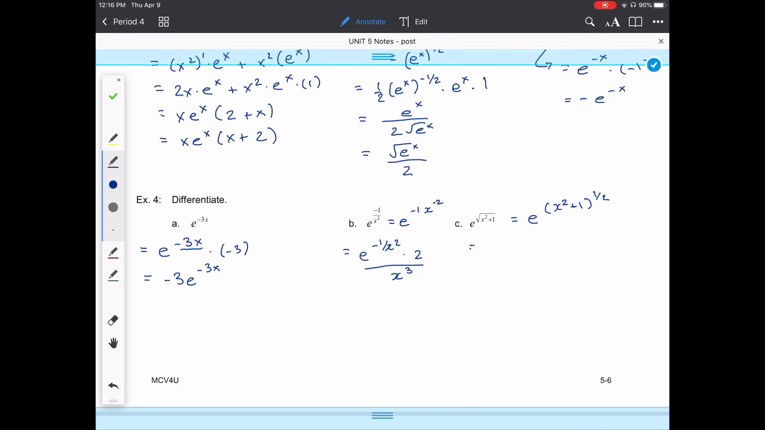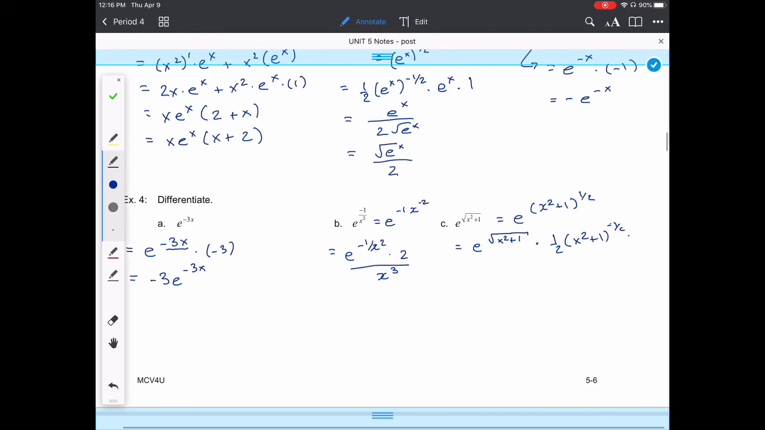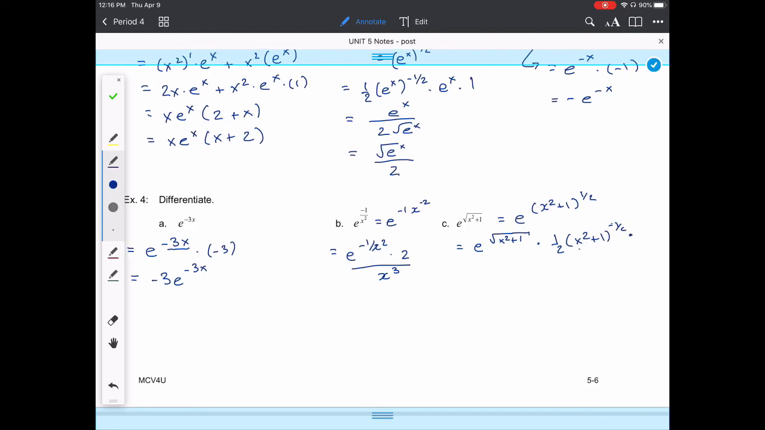So when we take its derivative, we're going to have the derivative of the function. So it's going to be e to the root of x squared plus 1, the original function, times we take the derivative of the exponent. So it's going to be 1/2 times x squared plus 1 to negative 1/2, times we've got to also include the derivative of what's inside the bracket. So times the 2x. So we can simplify by crossing out the 2 there.